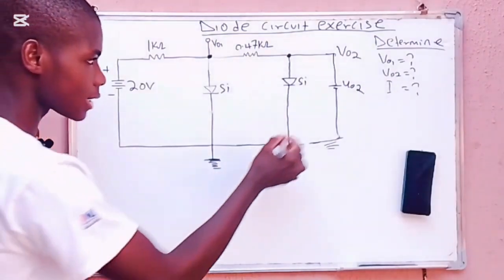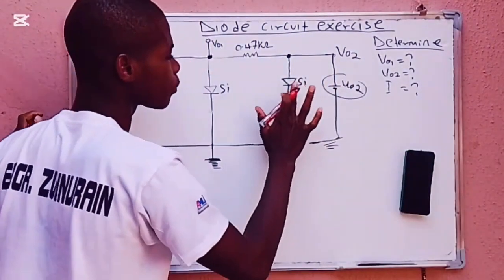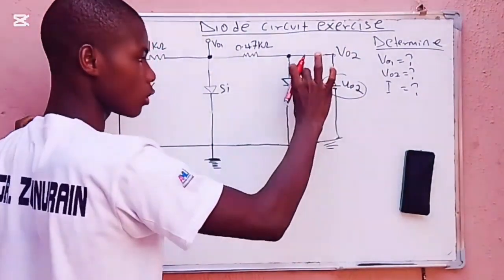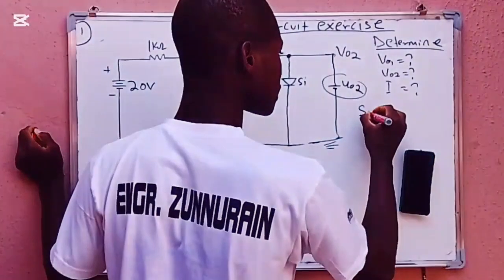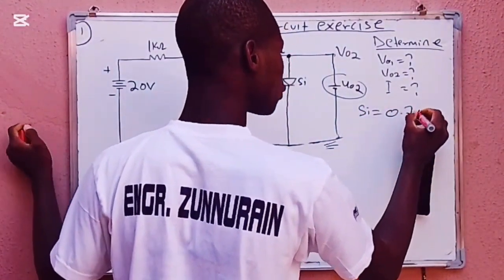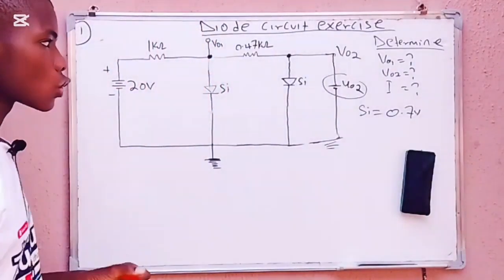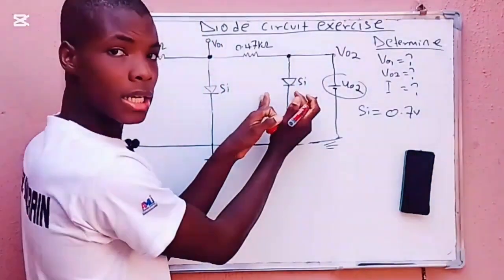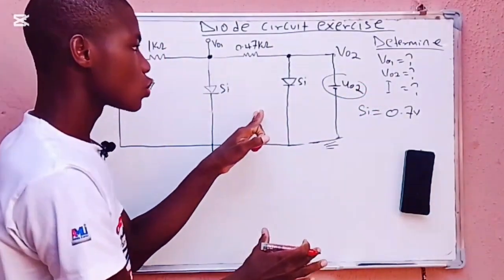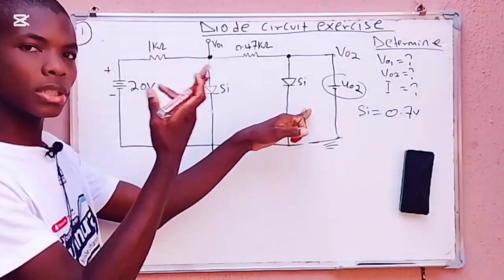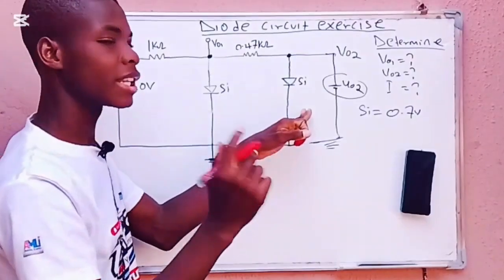But we all know this is silicon, and we know that silicon is the same thing as 0.7 volts. Since this silicon and this voltage are in parallel, the voltage has to be the same, but the current is not the same.